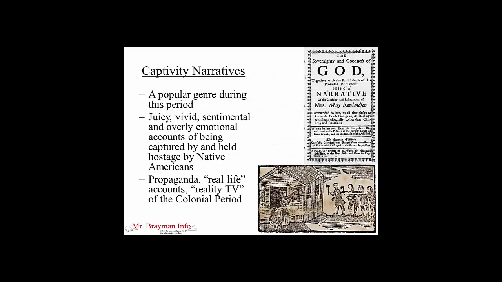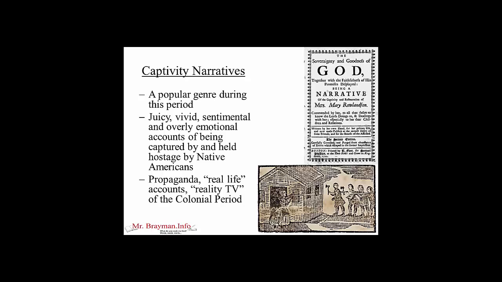And one of the major forms of literature that we're going to study in this unit is the captivity narrative. And these come out of things like King Philip's War and just general abductions as well. This is a very popular genre during this time period, kind of like crime shows are in our day and age, that we like to tune in and watch this violence and all this craziness.